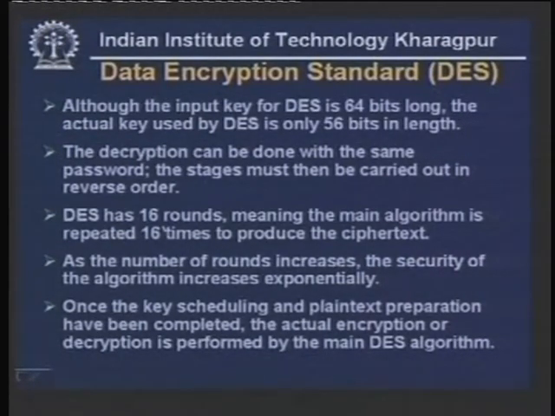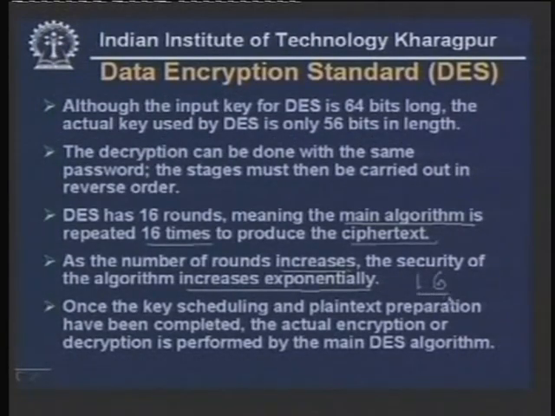And as I have told, DES has 16 rounds, meaning the main algorithm is repeated 16 times to produce the cipher text. As the number of rounds increases, the security of the algorithm increases exponentially. As I have mentioned, as you increase the rounds, security increases, but there is some optimal number, and in the case of DES the optimal number selected was 16. Once the key scheduling and plain text preparation have been completed, the actual encryption and decryption is performed by the main DES algorithm, as I have already explained.